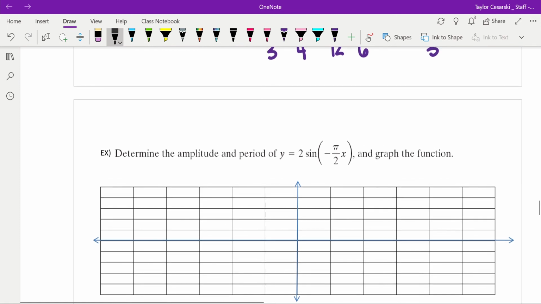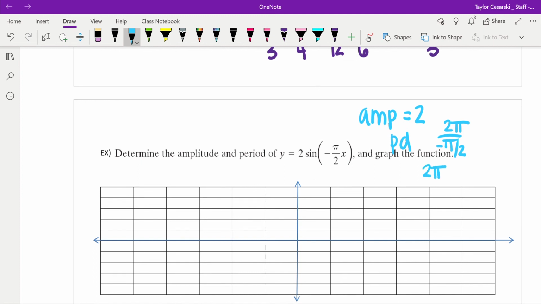All right, so this one I'm not going to draw the graph for, but I do want us to find the amplitude and period. So the amplitude is just the number in front, so the amplitude would be 2. And the period, I take 2 pi over -pi over 2. All right, so I have to keep, change, flip here. So 2 pi times 2 over -pi. I can cancel out the pi's, and I get 2 times 2, which is 4, over -1, so -4 for my period.